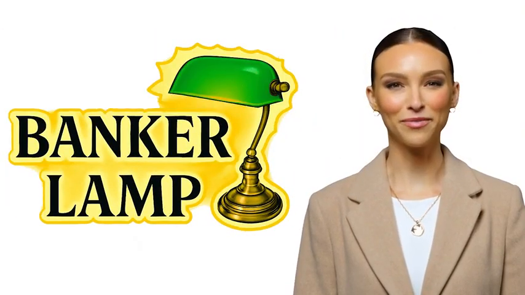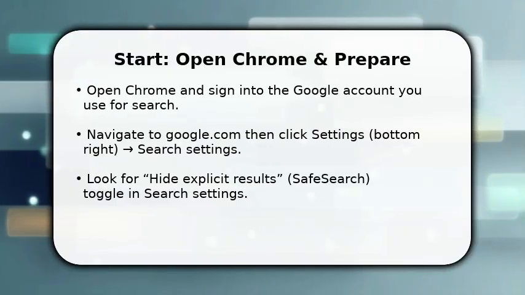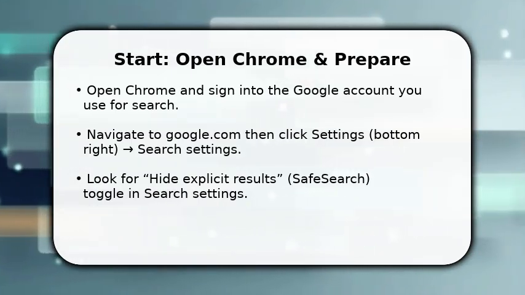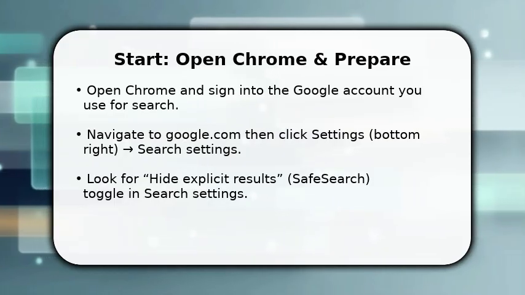Please enjoy the video. You're starting in the browser. Open Chrome and sign into the Google account that controls your searches. Once done, go to Google. And click Settings at the bottom right, then choose Search Settings.